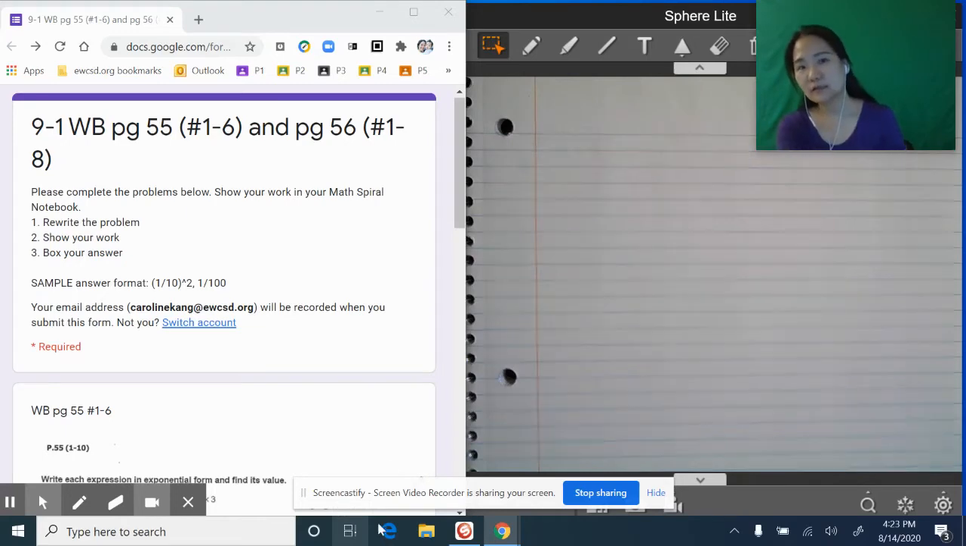So over here on the left hand side, I already pulled up our Google Form homework, which is 9-1 workbook page 55, 1 through 6, and page 56, 1 through 8. It says please complete the problems below. Show your work in your math spiral notebook. Number 1, rewrite the problem. Number 2, show your work. And number 3, box your answer.